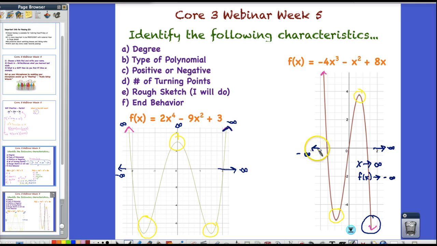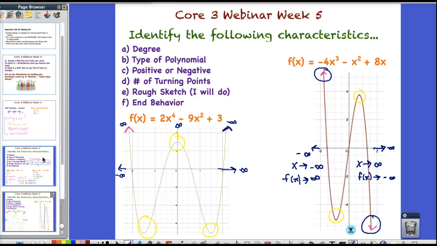Okay, you guys. Now if we go the other way, as x is going towards negative infinity, where is this end going? Positive or negative? Very nice. Yes, it is going towards positive because it's going up. So anytime you go up on the y-axis, that's positive. Anytime you go down on the y-axis, that's negative.